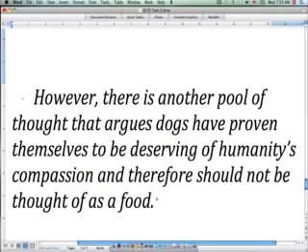So in the sentence, we're just stating the other point of view that people believe. We've said here another pool of thought. This is not our point of view, but this is somebody's point of view, that dogs deserve humanity's respect. They deserve humanity's compassion. So they deserve to have human beings take care of them, and therefore should not be thought of as food. Now we haven't said why exactly, but we've just stated that this is the point of view. Now here we're going to give an example.